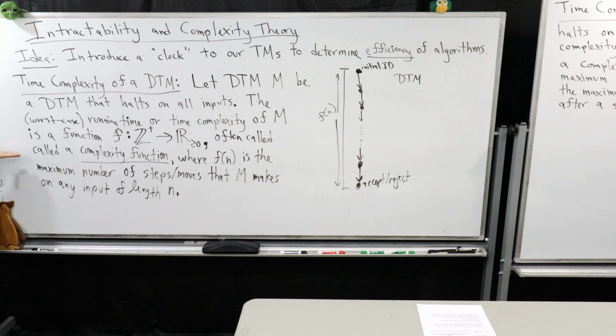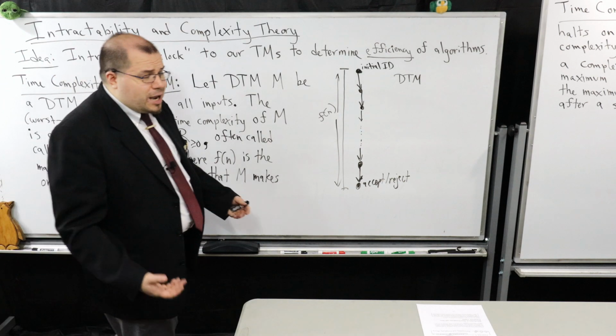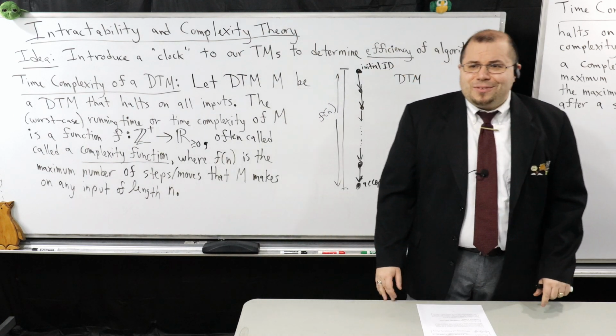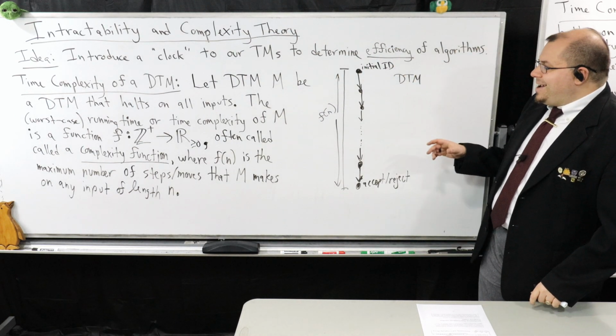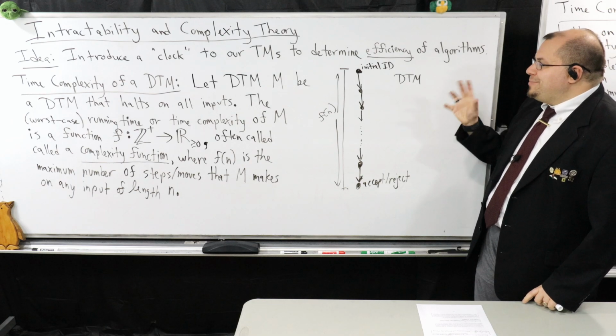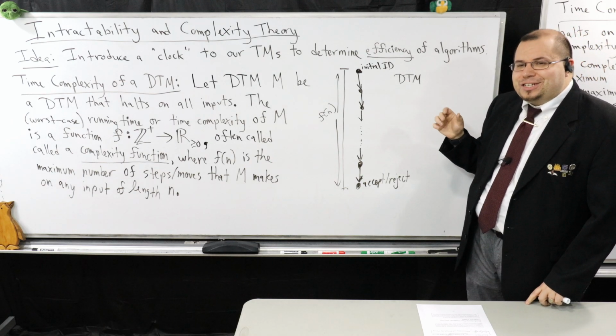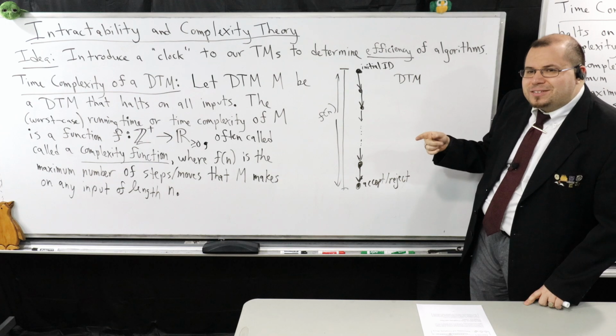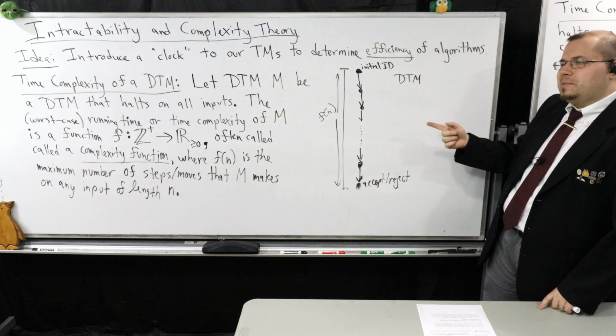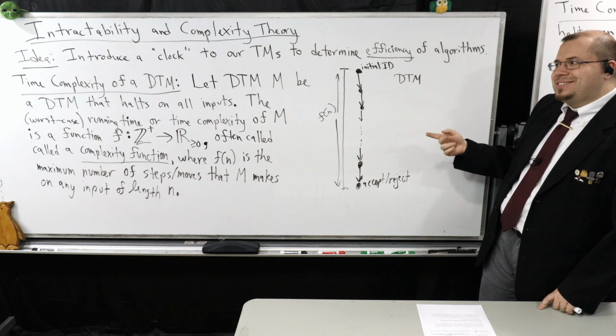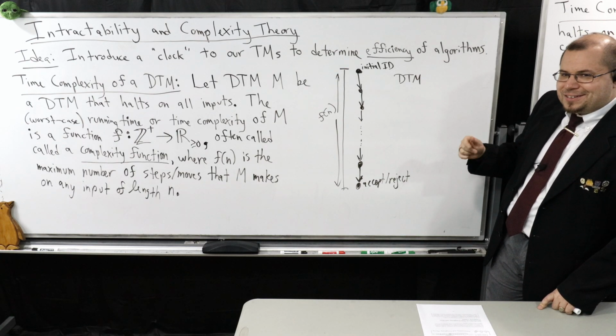So I'll refer to this as a complexity function in this course. And f of n is going to represent the maximum number of steps or moves that M makes on any input of length n. So remember, we gave the motivation behind this earlier on in the course, where I talked all about how we would like some way of talking about how efficient an algorithm is and how many moves it makes. In the context we talked about it before, we talked about the connection between different models and how many moves they make, right?